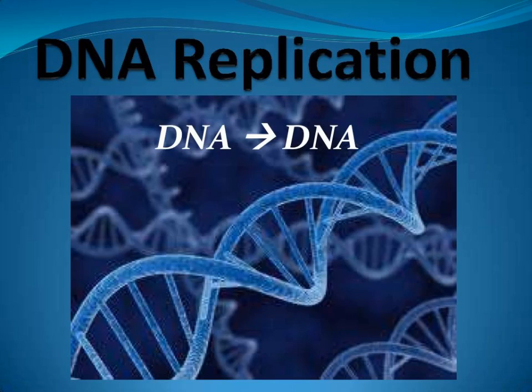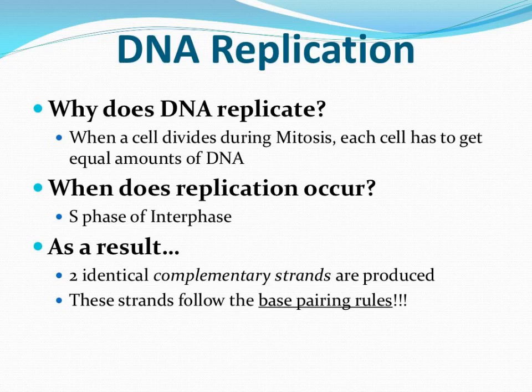So DNA replication then. This is simple enough. DNA to DNA. You need to know that replication is DNA to DNA. It's making a copy, an exact copy of something. So why does DNA even replicate? Well, when a cell divides during mitosis, which we also just finished talking about, each cell has to get equal amounts of DNA. So when does this replication occur? Hopefully you remember this too. The S phase of interphase is when DNA replication occurs.